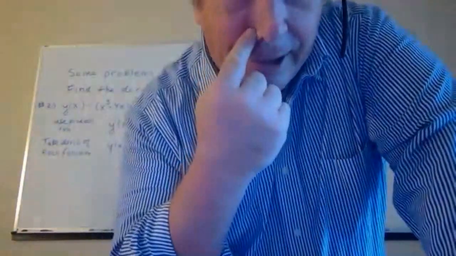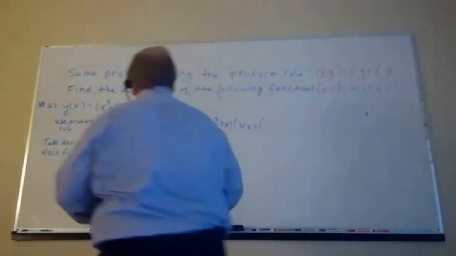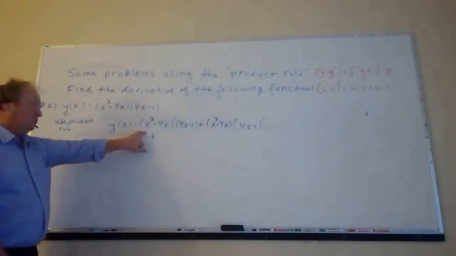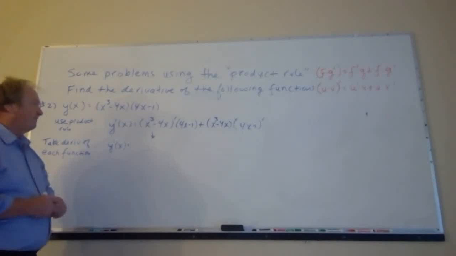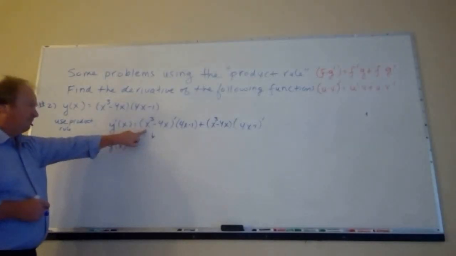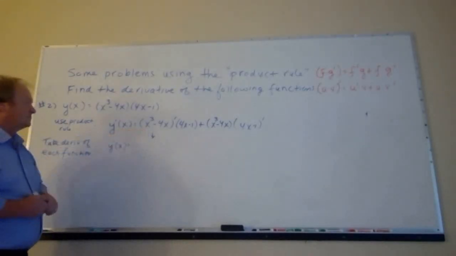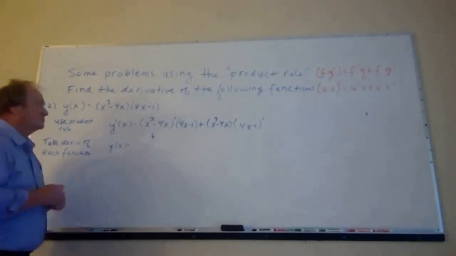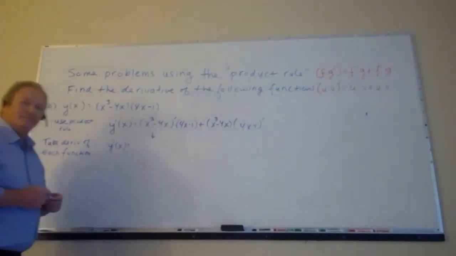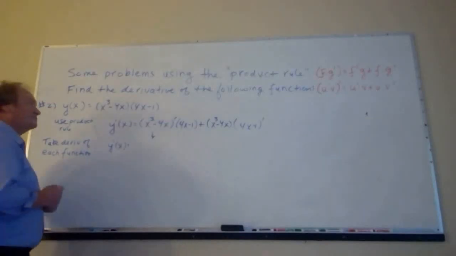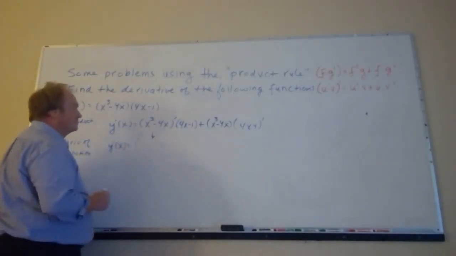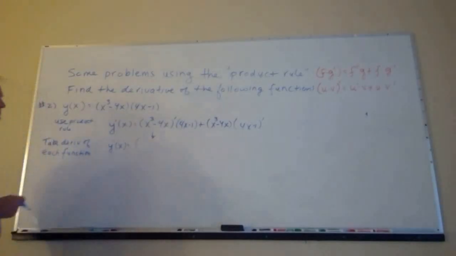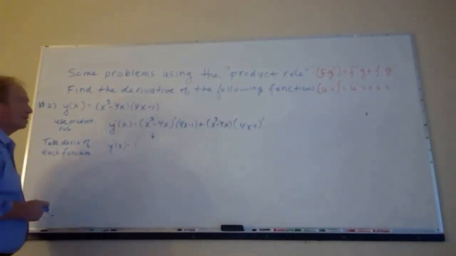Let's see, Cassandra, you want to help us out? What are we going to get for the derivative of our first function here? We're looking at the very first one. Can you hear me? I can hear you, yeah. Okay. Let's see, is it 2x to the second? So you subtract 2.